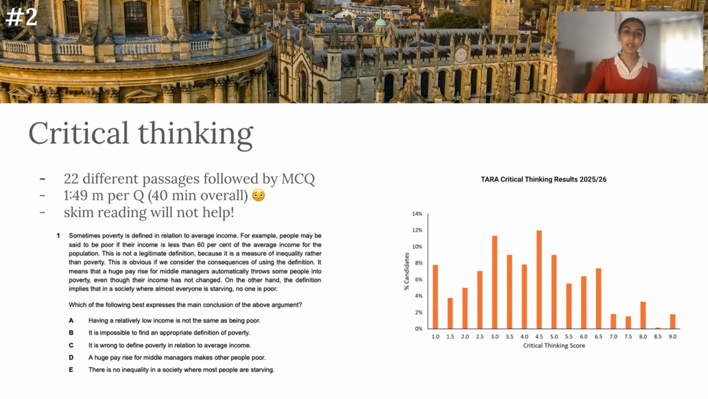So just before we go into the skills, we need to actually go into what the Tara module is. So you have 22 different passages followed by multiple choice questions with only 40 minutes, which works out to around 1 minute and 49 seconds per question, which is not a lot considering how much these passages and questions actually expect from you. So first, a piece of advice: do not skim read. Please take your time. It is better to answer a question correctly and perhaps miss a few rather than going through everything quickly and getting them wrong.